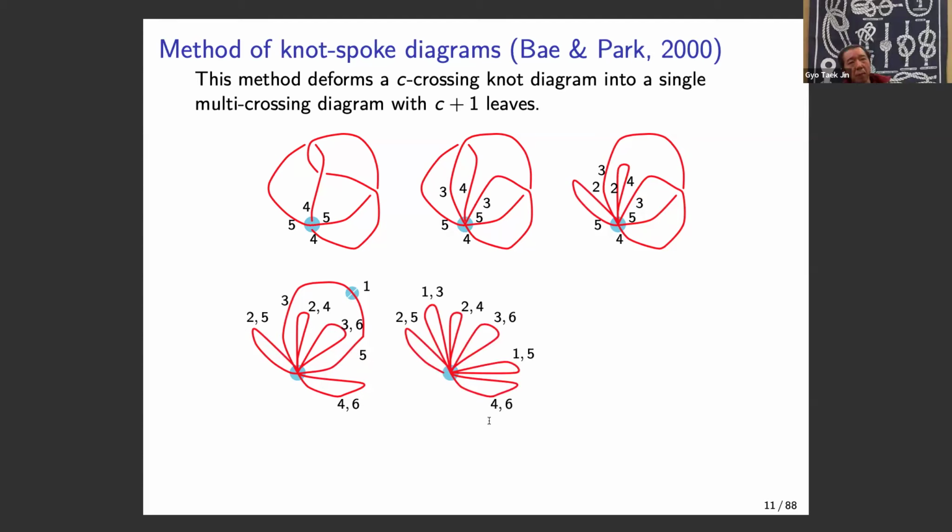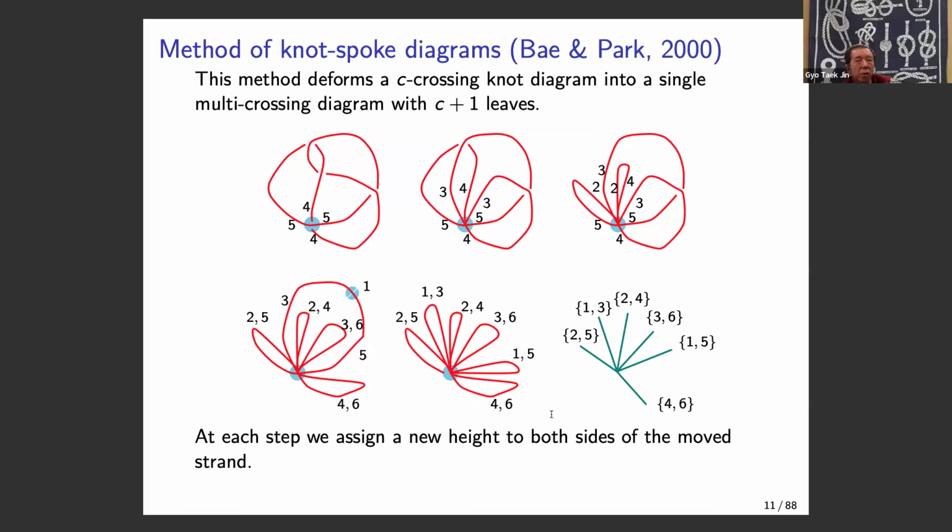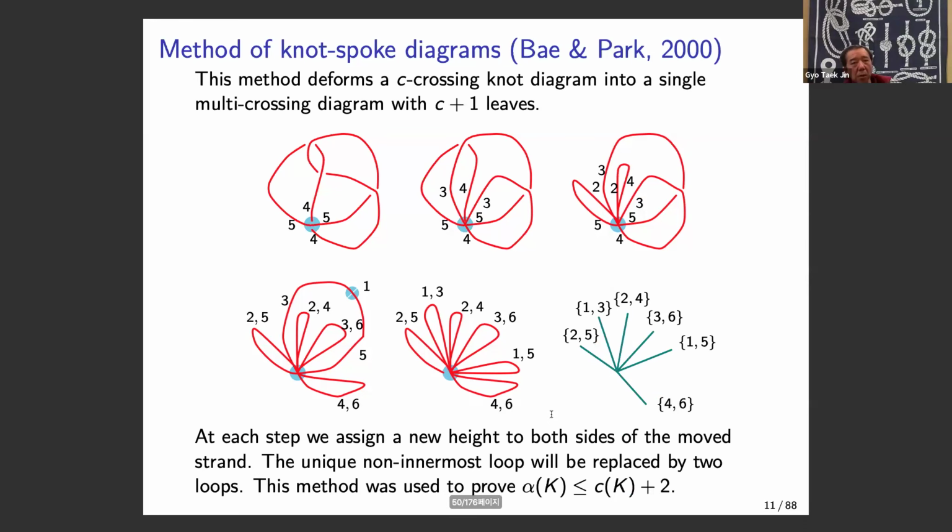And then we have these 6 loops, all without anything nested. And then these 2, you can bend so that it becomes vertical with respect to this plane, and then you get this wheel diagram. So at each step, you assign a new height to both sides of the moved strand. And then at the end, the unique non-innermost loop will be replaced by 2 loops.